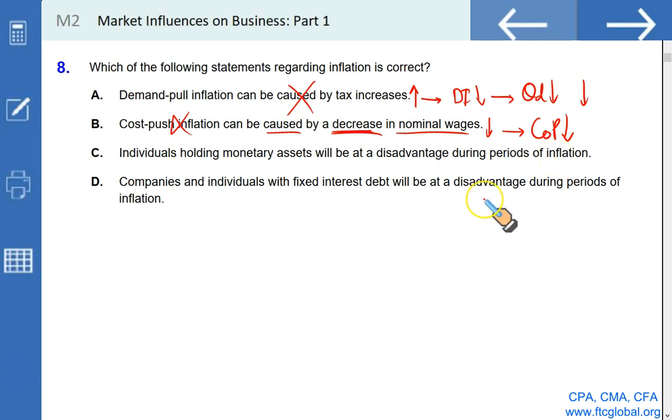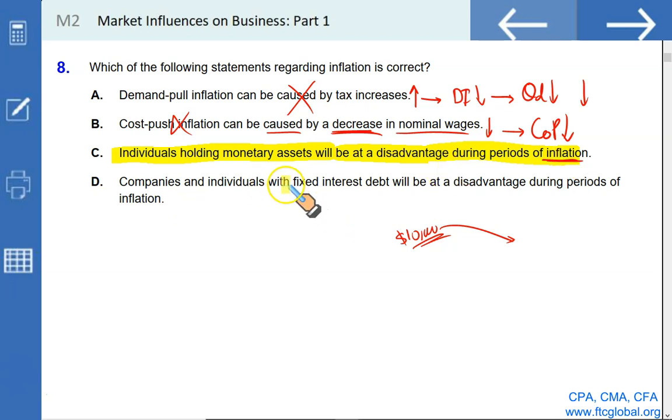Individuals holding monetary assets will be at a disadvantage during periods of inflation. Let's say you have some assets worth $10,000, and since inflation means money loses its value, its purchasing power, these assets will have low value in the future. This is the correct option. Individuals holding monetary assets will be at a disadvantage during periods of inflation.